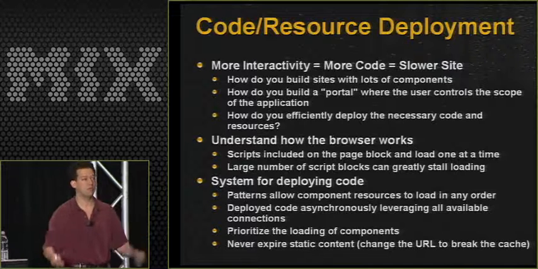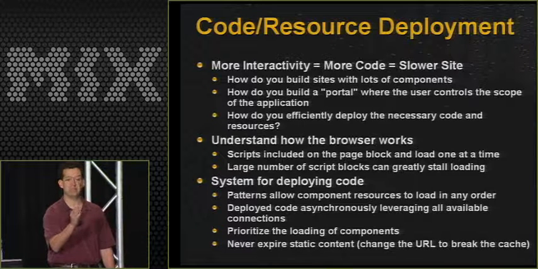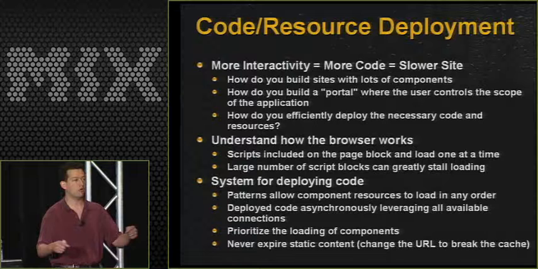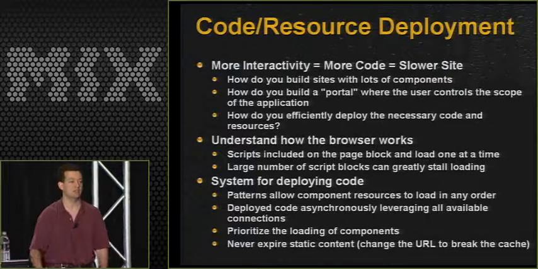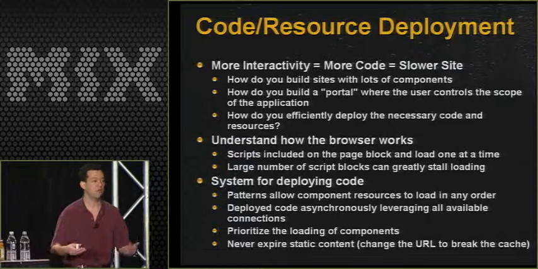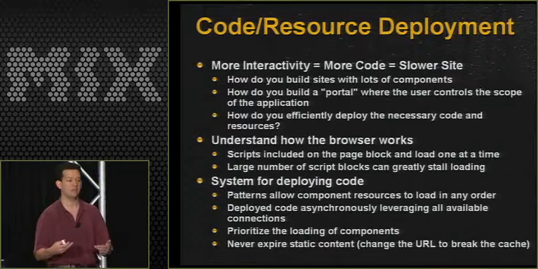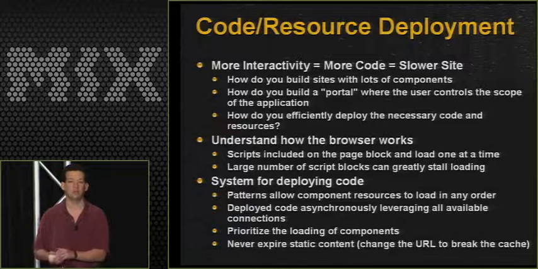Take a 100K script, split it right down the middle, 50K each. We loaded it through our system where it could go in parallel. We saw a 12% perf gain, no other change, simply by freeing up those other connections, unblocking the browser to allow it to do its work.